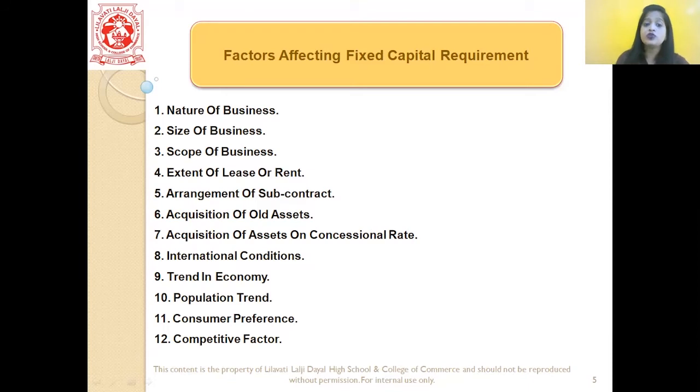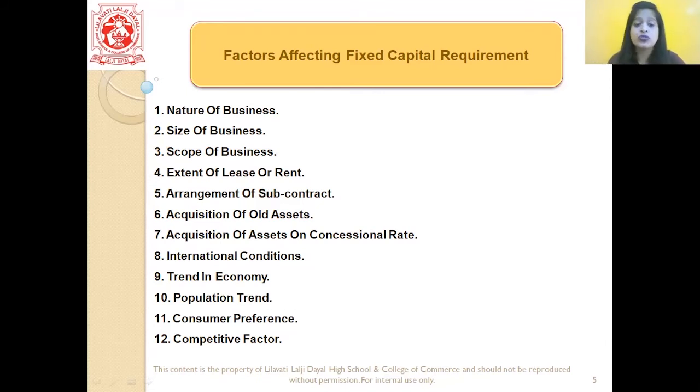Fifth point, arrangement of subcontract. What is arrangement of subcontract? If the business wants to subcontract some of the processes of production to others, even at this point of time you will require limited assets, because you are giving some part of the production process to somebody else. So there you will require less fixed capital.